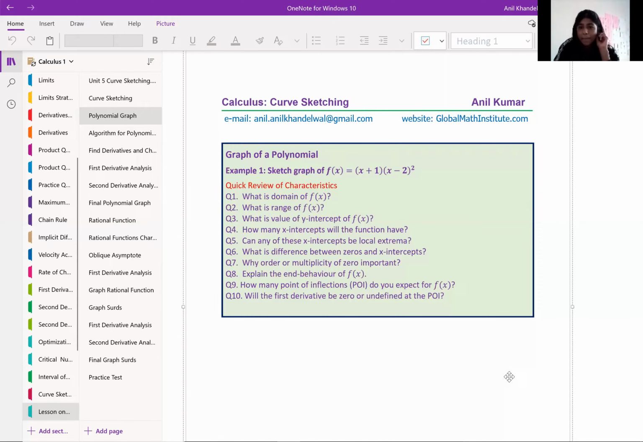Behavior. So let's get back to a function. f(x) is (x + 1)(x − 2)². How many zeros will it have? 2. Can you tell me the order and multiplicity of these zeros? Yeah, so at x equals −1, it would be linear, and then at x equals 2, it would be quadratic. Does it have a turning point at x equals 2? Yeah. And so that is a local extrema. We are not sure whether it is maximum or minimum, but that's the local extrema. Do you see that?